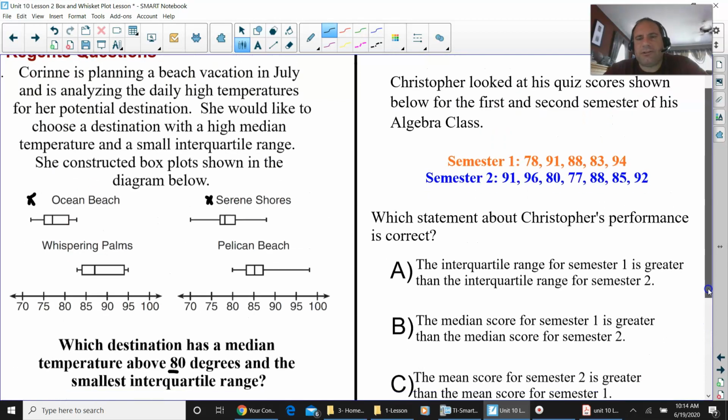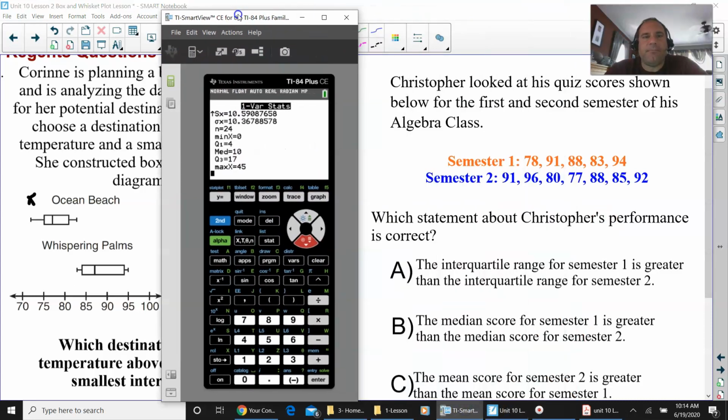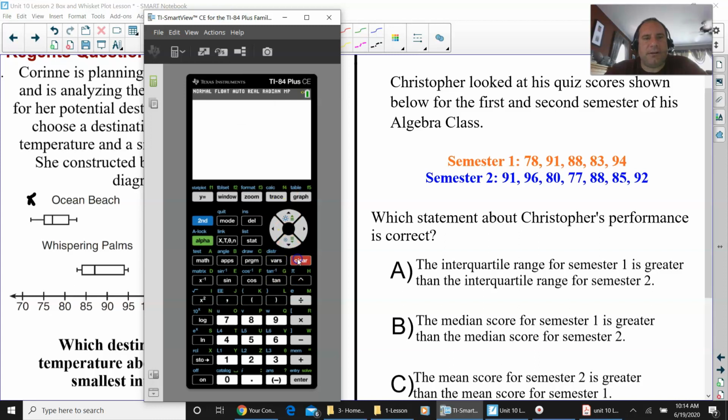So the way to do this is just put these in your calculator, grab your calculator, and put both lists in at the same time, right? So we're going to press stat, and I'm going to let you do this on your own, and then clear that list out. Go up to L1, press clear, then down. Put semester 1 in as L1, put semester 2 in as L2. Go ahead and look at all of the choices and get the answers as far as the interquartile range, the medians of each, and then you can pick out your answer. And we'll go over it next. Press pause now.